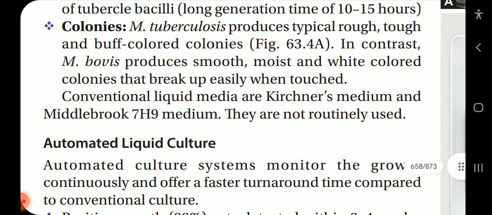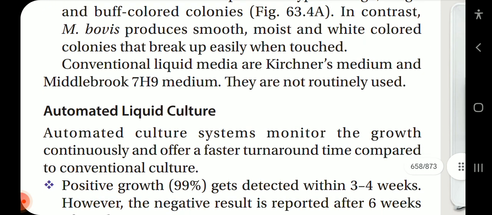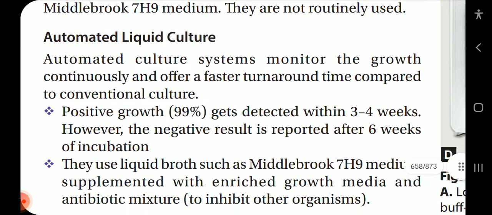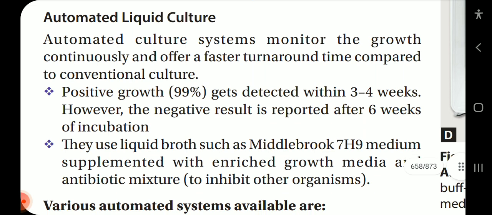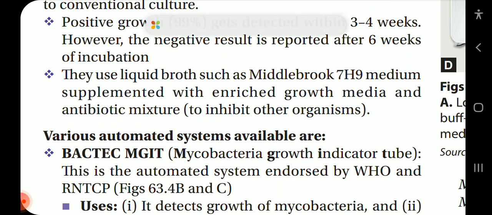Conventional liquid media are Kirchner's medium and Middlebrook 7H9 medium. They are not routinely used. Automated liquid culture systems monitor the growth continuously and offer a faster turnaround time compared to the conventional culture. Positive growth in 99% is detected within 3 to 4 weeks. However, the negative result is reported after 6 weeks of incubation. They use liquid broth such as Middlebrook 7H9 medium supplemented with enriched growth media and an antibiotic mixture to inhibit other organisms.